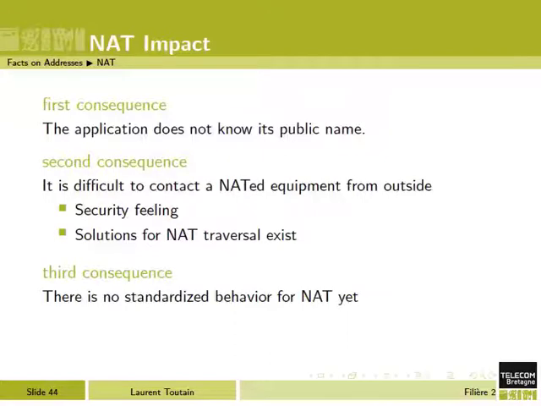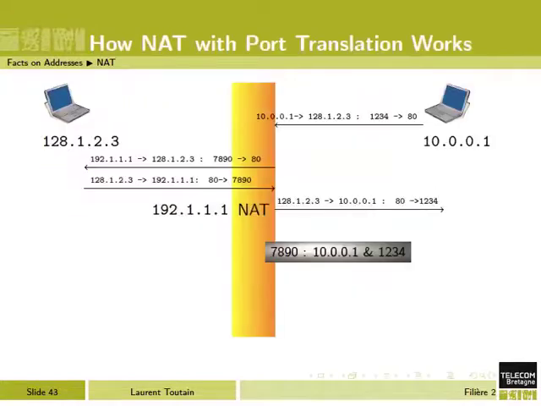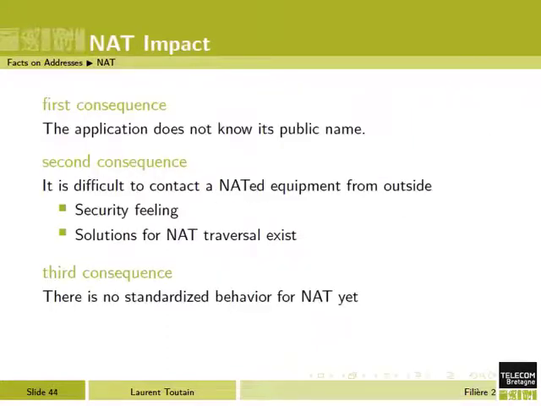Other things that are more or less good is that you have a security feeling when you put NAT. Because if I have a host here, 10.0.0.2, but has never talked outside, then this host cannot be reached from outside. Because to be reached from outside, you need to have a context, and your private address has to be in the context. So that's good. If I don't talk outside, then I am not reachable from outside. So that's a kind of protection.